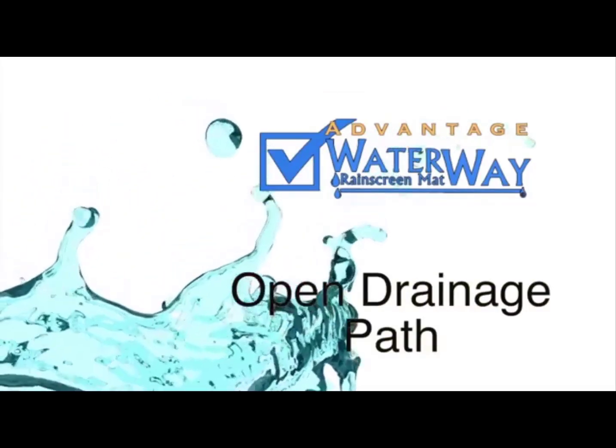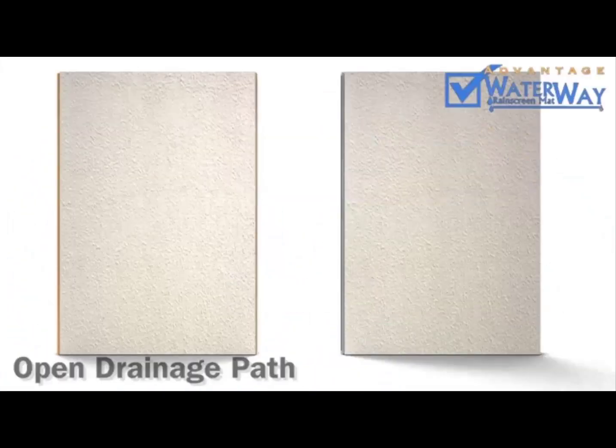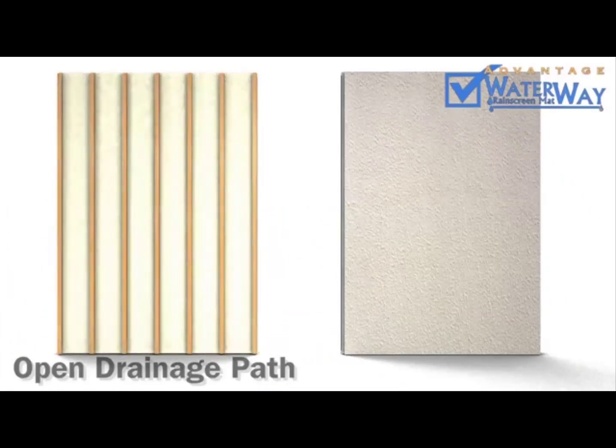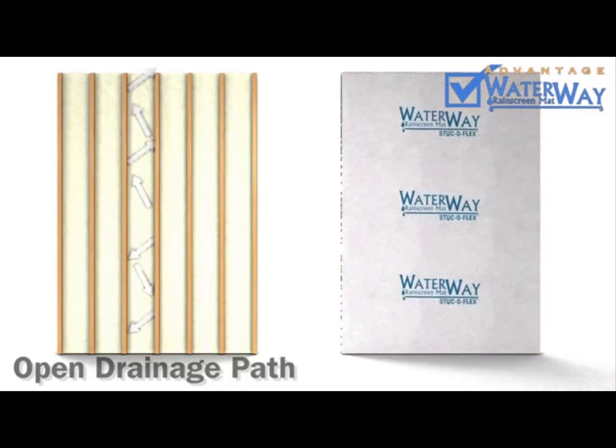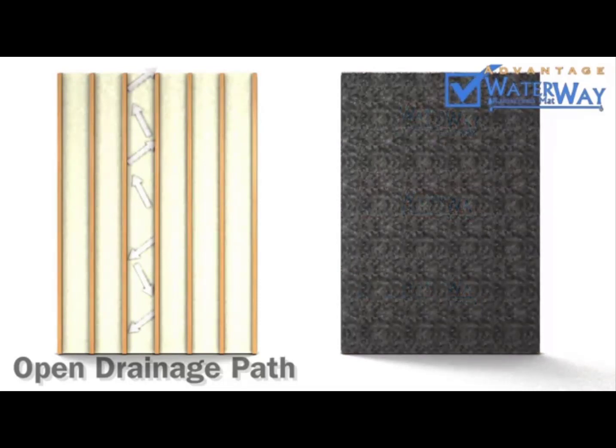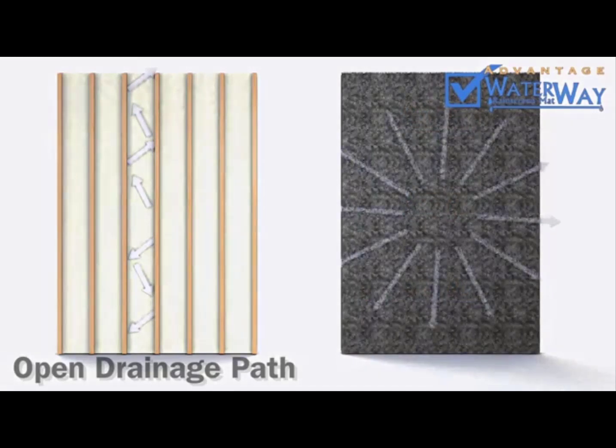Advantage 3. Open drainage path. Chambered configurations like the furred wall shown on the left can only provide drainage and ventilation within a confined space. Waterway's 95% open area ensures a clear space for multi-directional drainage and drying.